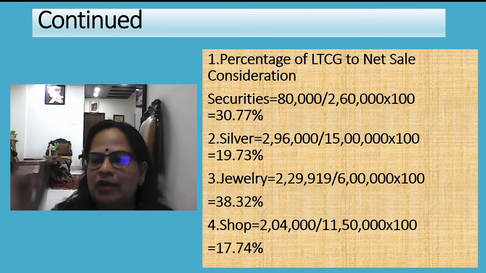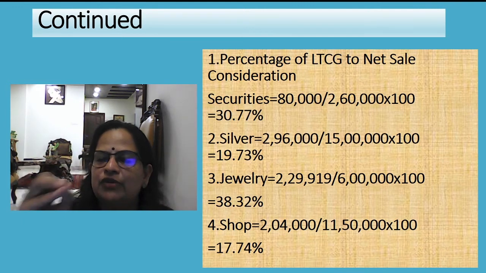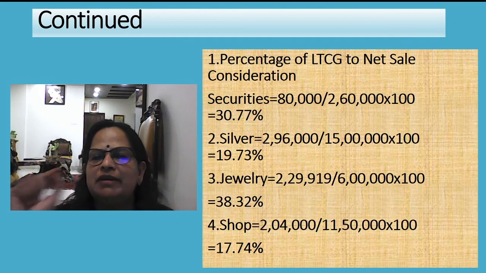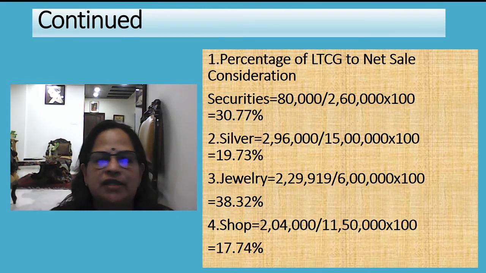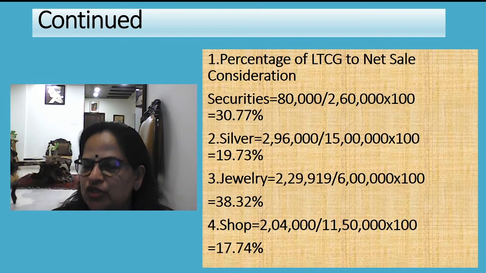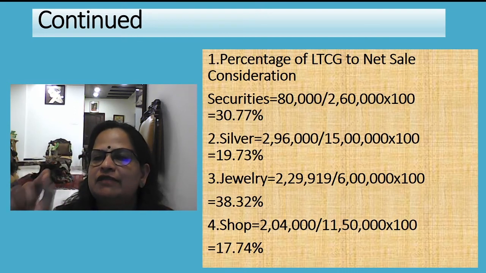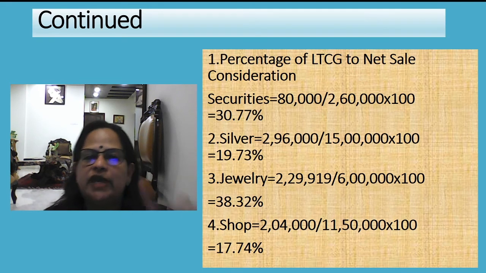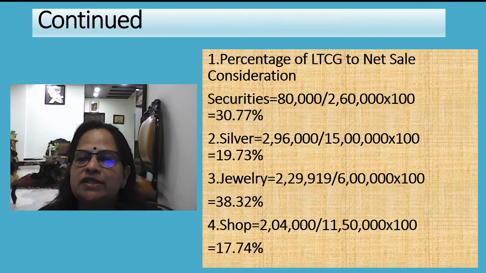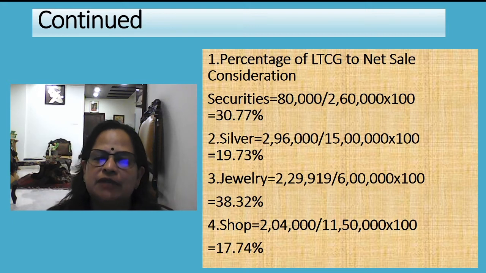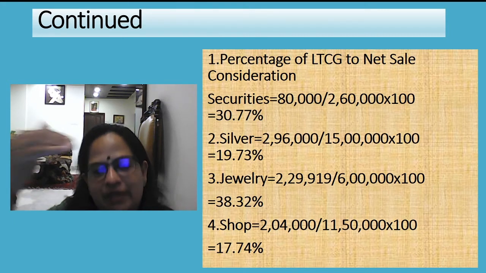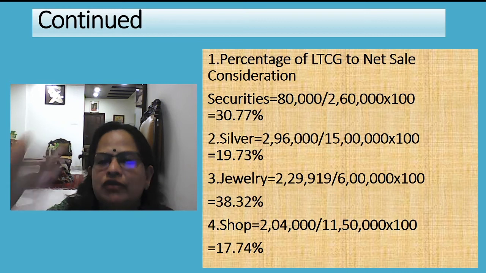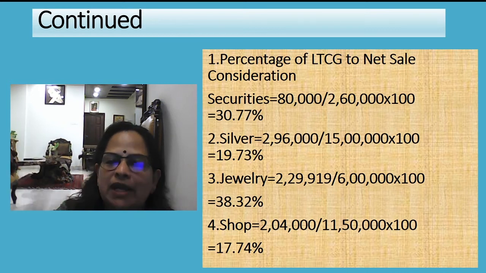LTCG value is calculated in the solution. Securities: 2,60,000 minus 1,80,000, so it is 80,000. Now net sale consideration, because there is no expense on sale, the sale price itself is the net sale consideration. So 80,000 divided by 2,60,000 into 100. You are getting 30.77%. Second item also, you have to take the values from the solution and calculate accordingly. 2,96,000 divided by 15 lakhs into 100.